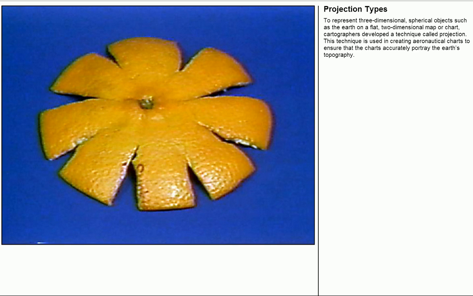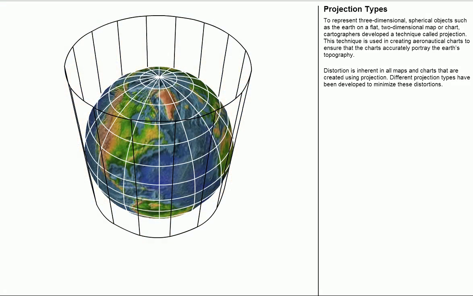To help you understand the challenge of using projections to create charts and maps, consider how the curved surface of this orange peel becomes significantly distorted when it's pressed flat. Distortion is inherent in all maps and charts that are created using projection. As you will see, different projection types have been developed to minimize these distortions.